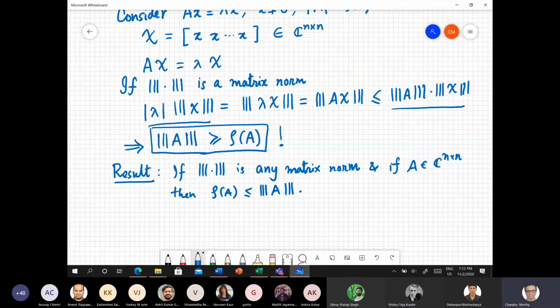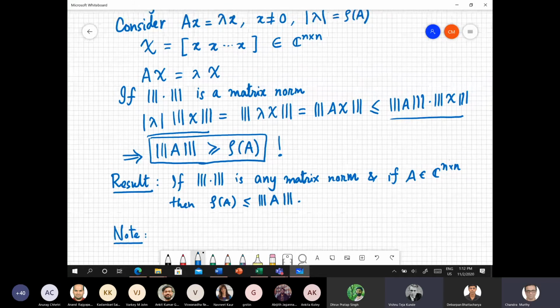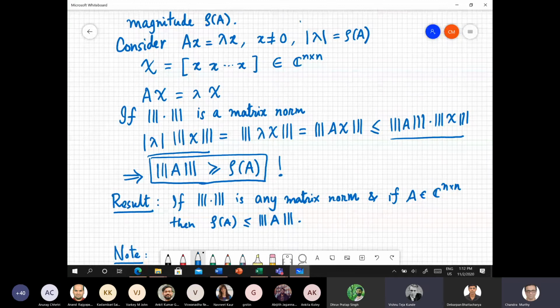Excuse me, sir. I have doubts. Sir, in the above expression, you have written mod of lambda is less than or equal to matrix norm of A into matrix norm of X, right? Then how did you conclude the next step? Is it for all lambda? No, no. Mod lambda is rho of A. Okay, only for that particular lambda. Yeah, I'm considering the eigenvector corresponding to the eigenvalue whose magnitude equals rho of A. Okay, sir. Thank you.